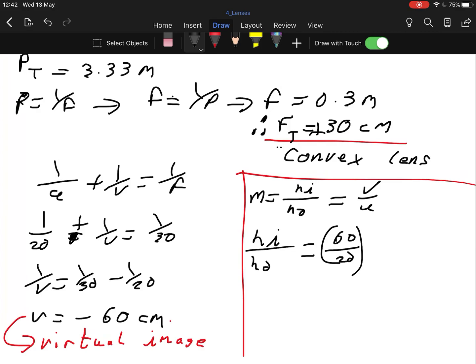Now again, you ignore the minus. Well, you can leave the minus in. You're going to end up with a minus image in it, but you can leave the minus out because the minus just says where it is. But we're dealing with the height now, so you can leave the minus out. We know it's a virtual image, but you can leave it in if you want. It makes no difference really.